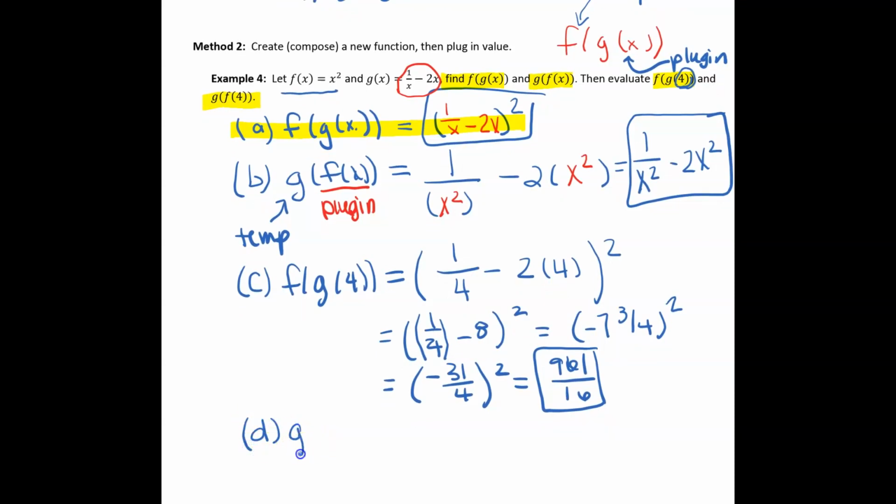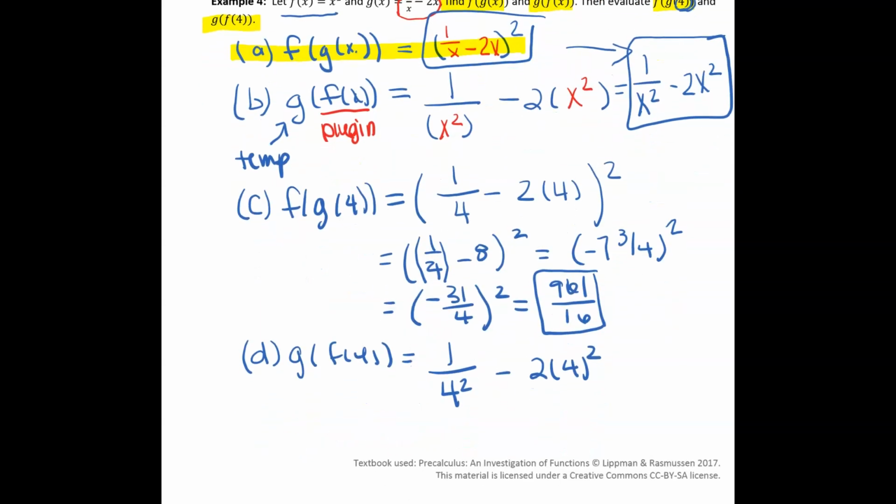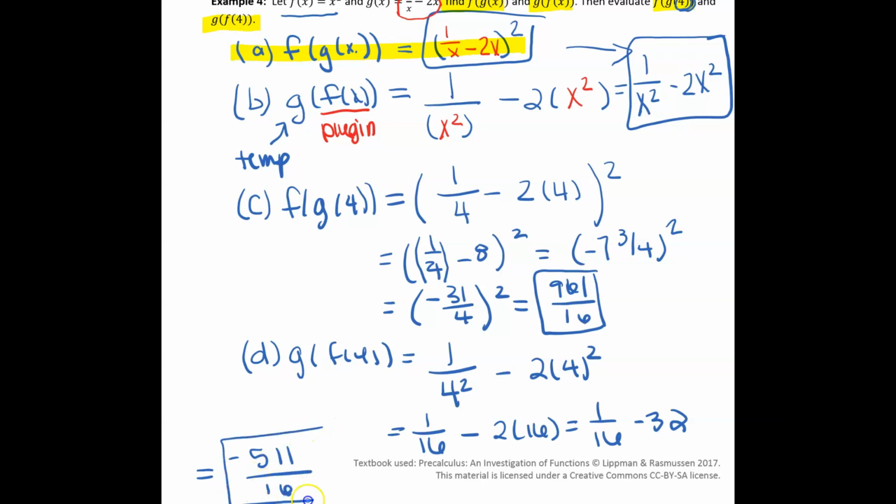And then part D, we want to find g of f of 4. And so I'm just going to plug in 4 into this equation we've already created. So 1 over 4 squared minus 2 times 4 squared. Now make sure we're just squaring the 4 in the second half, not 4 times 2 and then squaring it. Order of operations is important for getting the correct value. So this gives me 1 over 16 minus, 4 squared is 16, so 2 times 16. So 1/16 minus 32. And that's going to give you a value of negative 511 over 16. I just used my calculator and then rewrote that as an improper fraction.